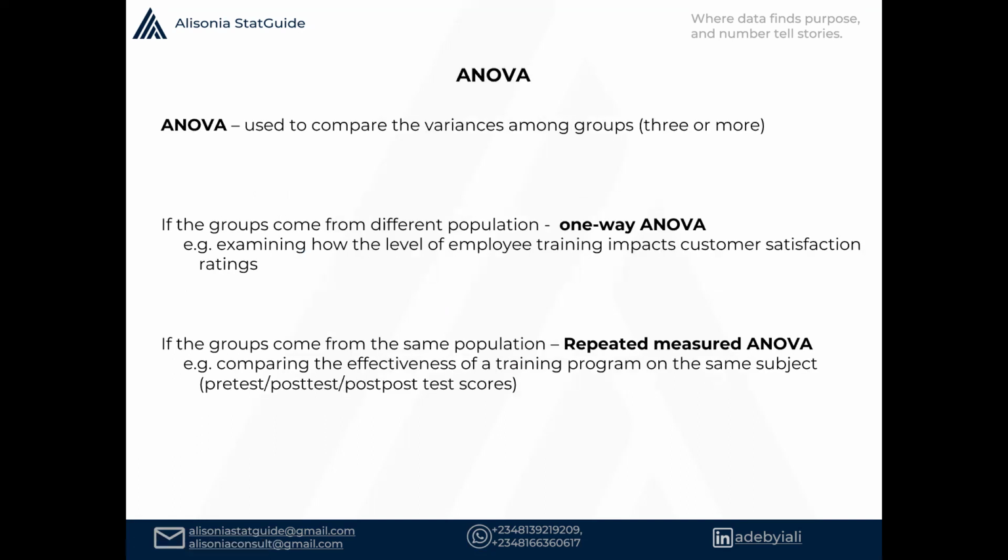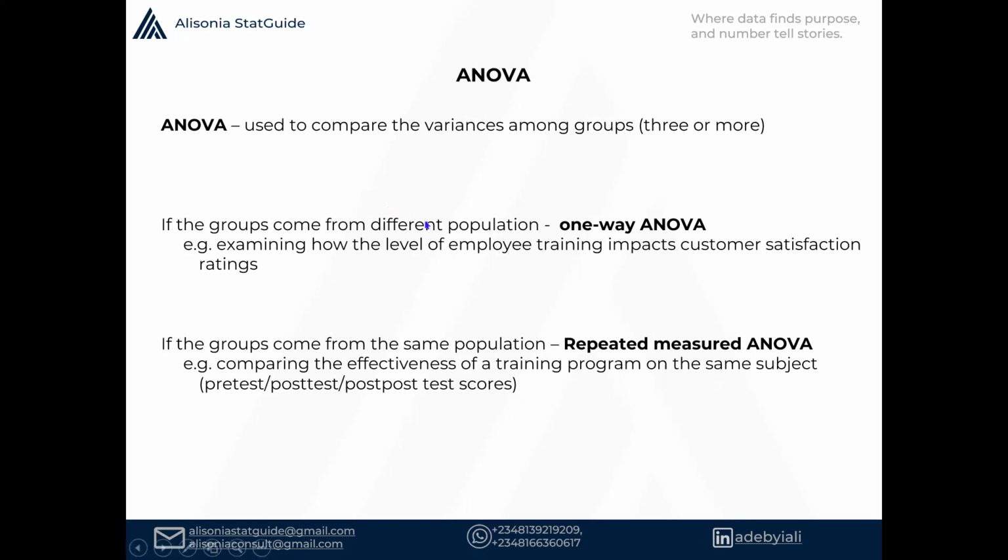If the groups are more than two, we have three or more, we are going to use analysis of variance. Analysis of variance is a different thing from the t-test. They are comparing the same thing, they are doing the same thing, just that the groups are now more than two. But if the groups are more than two, that is when we have analysis of variance.